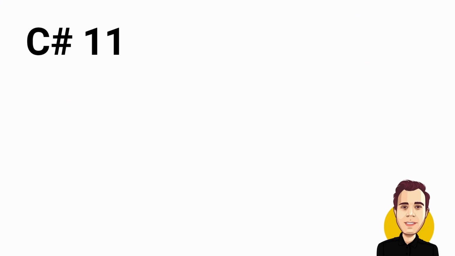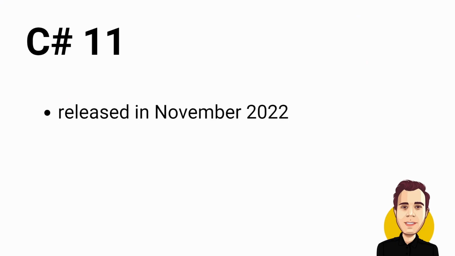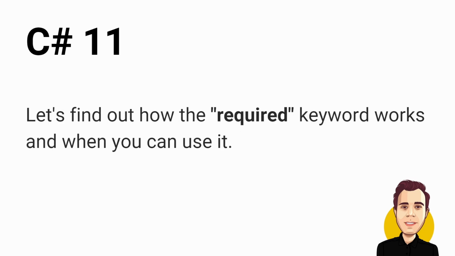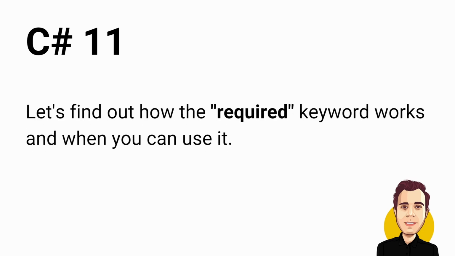Let's start with a quick overview. C# 11 was released in November 2022 and can be used in projects targeting .NET 7. Let's find out how the required keyword works and when you can use it.